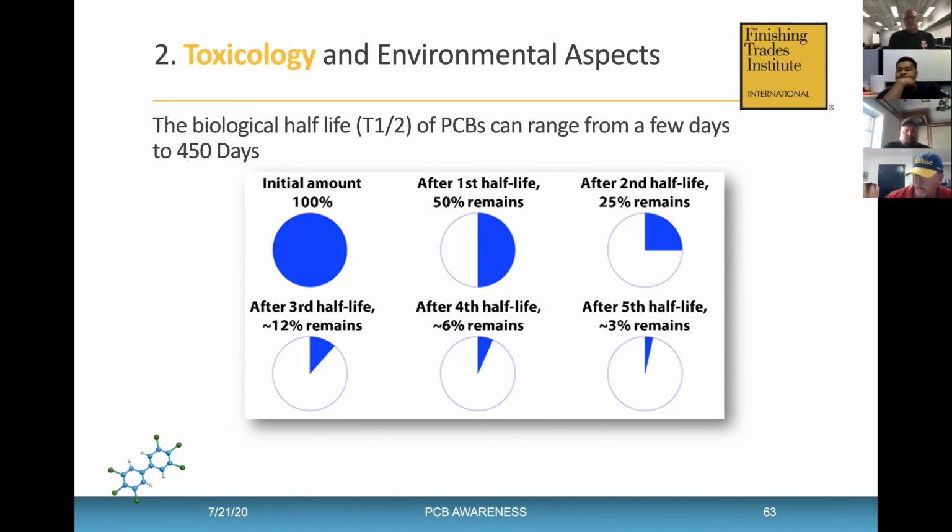Any problems here? How does it come out of your body? Good question. So it's going to come out of your body through feces and urine.